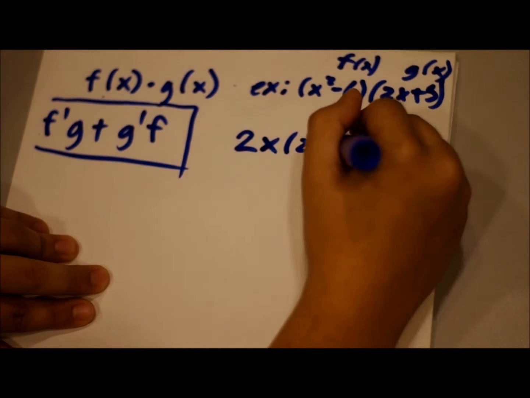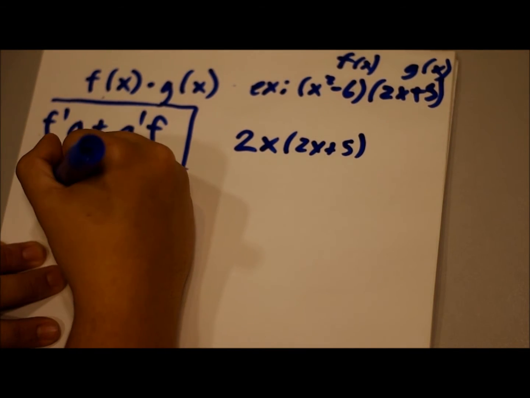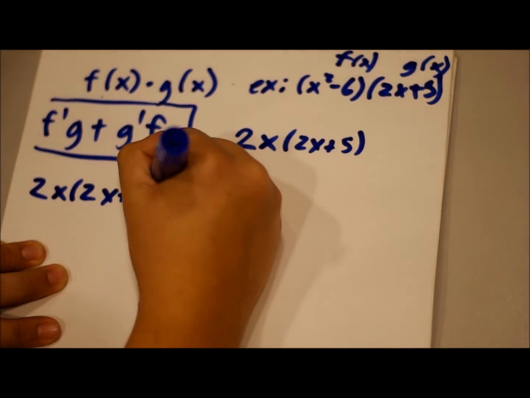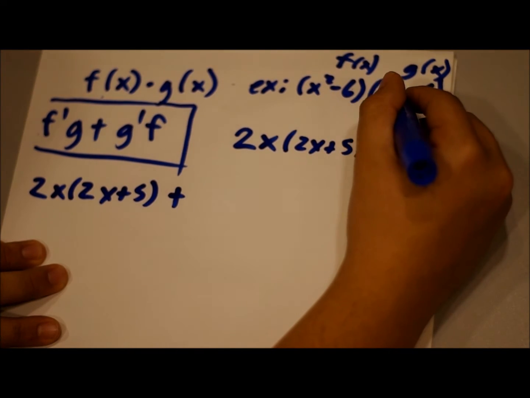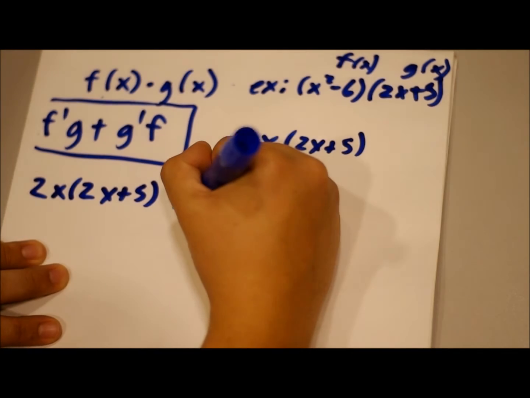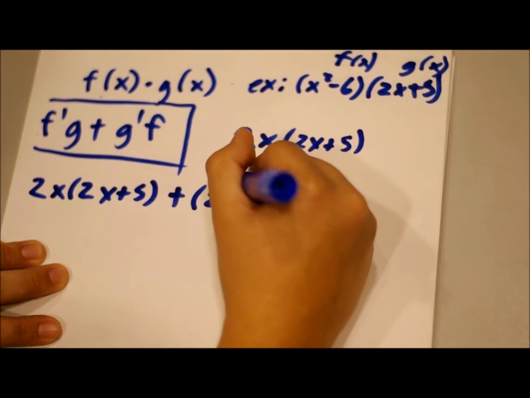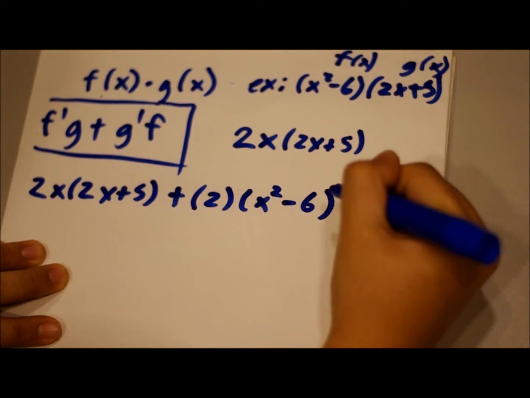Alright? So I'm just going to bring that down here because that's our first part here, the f prime times the g. Now we're going to add that to our g prime times f. So our g prime here, the derivative of 2x plus 5, we know that's just 2. Multiply that by our original f. We're going to have x squared minus 6.